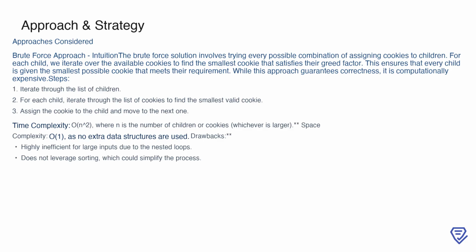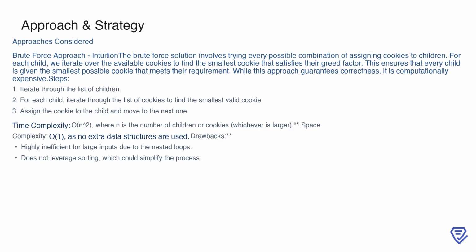While this approach guarantees correctness, it's important to recognize its inefficiencies. Specifically, the time complexity is O(n^2), because of the nested loops, and although the space complexity is minimal at O(1), the computational cost of iterating through each combination makes this approach impractical for large input sizes. Additionally, it doesn't take advantage of sorting, which could significantly simplify the process.